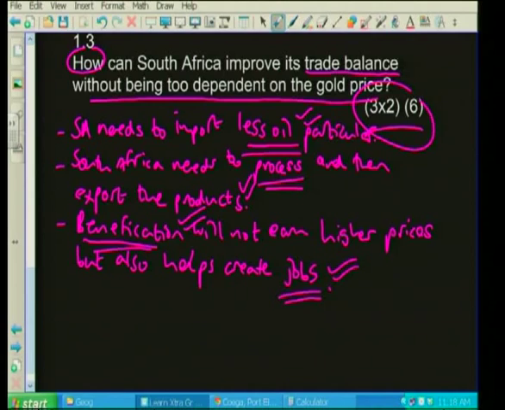Remember, we're only looking for a 3 times 2, so we only need 3 points for the 6 marks. But explaining and justifying and elaborating on what you have said is the important thing here to earn that double up that we're talking about. Right, let's move on to question 2.